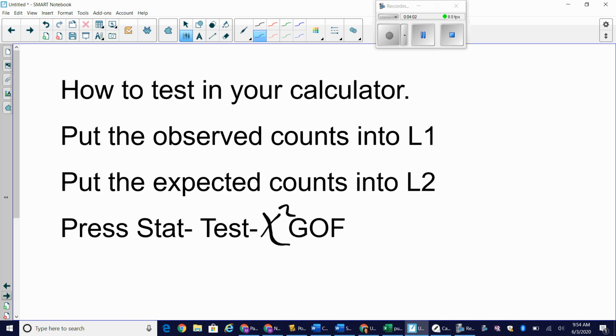Okay, I want you to know how to do this in your calculator. So I'm going to put the observed counts, what I see in Maryland, into list 1. And then I'm going to put the expected counts into list 2. Those are what I just calculated in the table. And then once I have list 1 and list 2 filled out, you're going to go to stat, test, and scroll down to chi-squared goodness of fit.